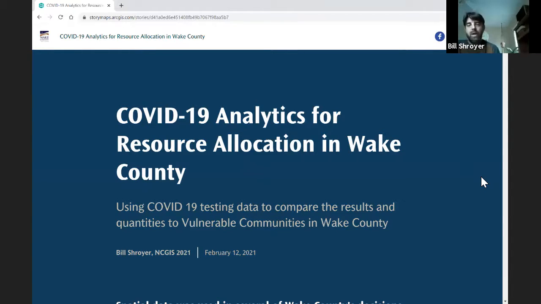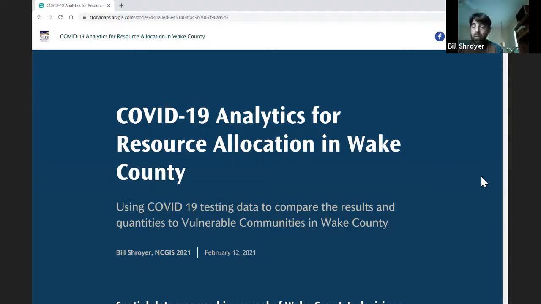Thanks, Ben. Hi, my name's Bill Schroyer. I'm a senior GIS analyst at Wake County for the Long Range Planning Division. And I'm going to go through some of the analytics that we did for the COVID-19 response, and how we used this data to compare for equitable resources, and made sure that we had coverage in areas that were likely to be vulnerable.